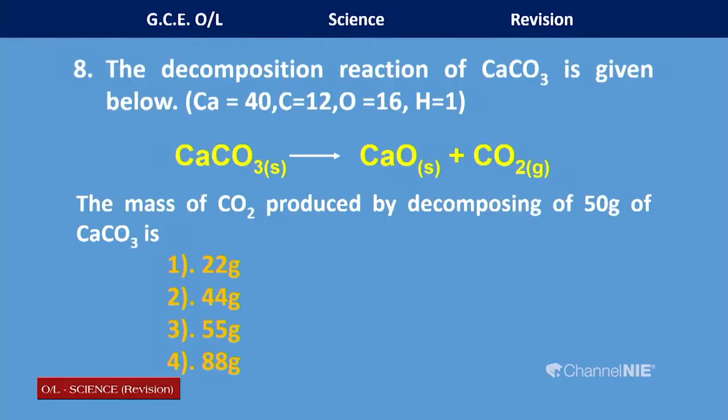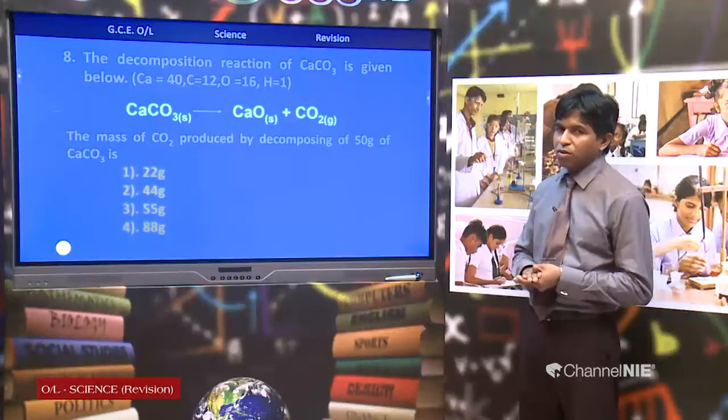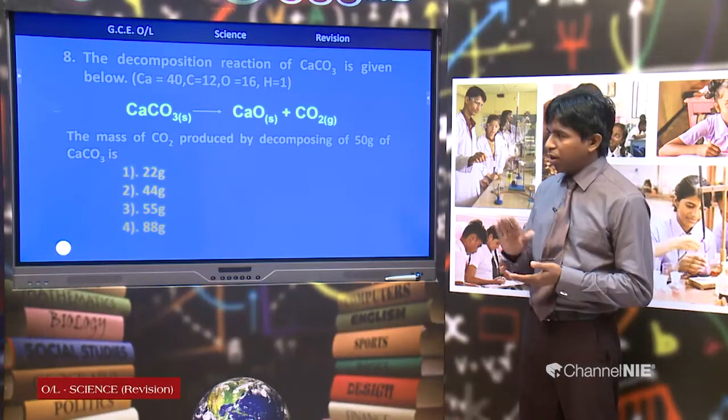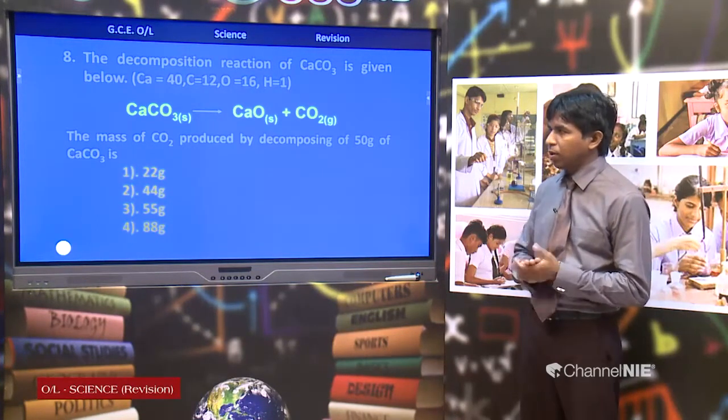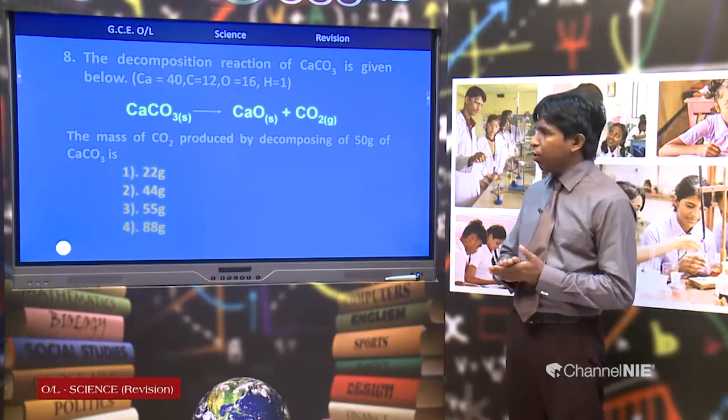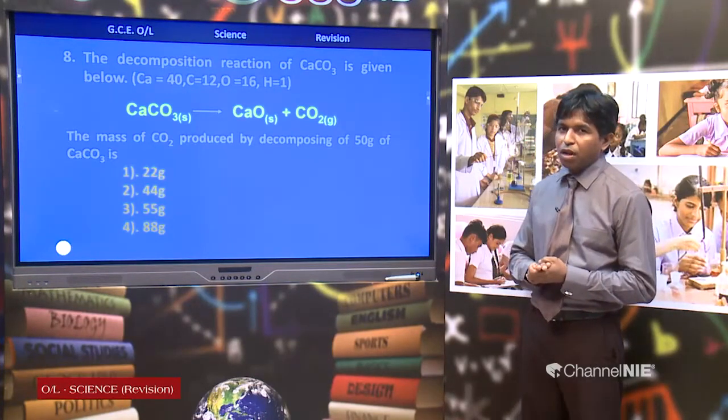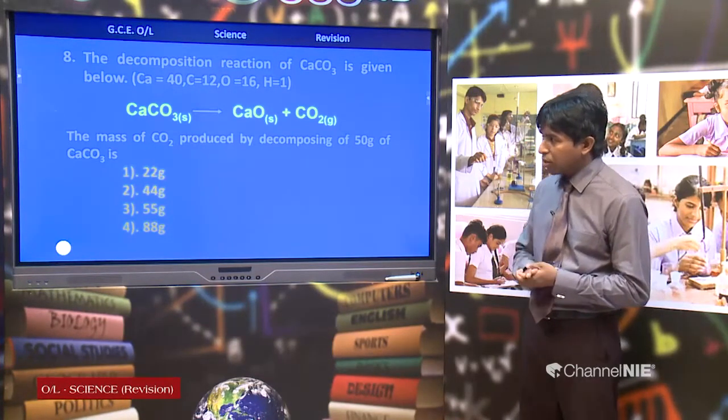That means if you decompose 100 completely, you get 56 grams of calcium oxide and 44 grams of carbon dioxide. Calcium oxide is also sometimes called quicklime. So, 100 becomes 56 plus 44. If you add 56 plus 44 again you get 100, so the mass is conserved. Now, if you decompose 100 you get 44 grams of carbon dioxide, but the question asks about when 50 grams of calcium carbonate decomposes.